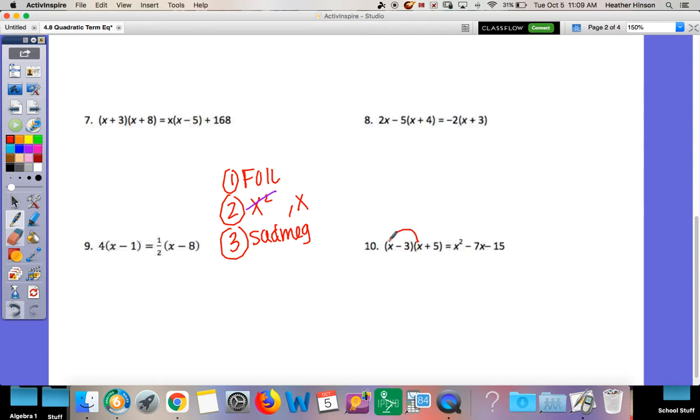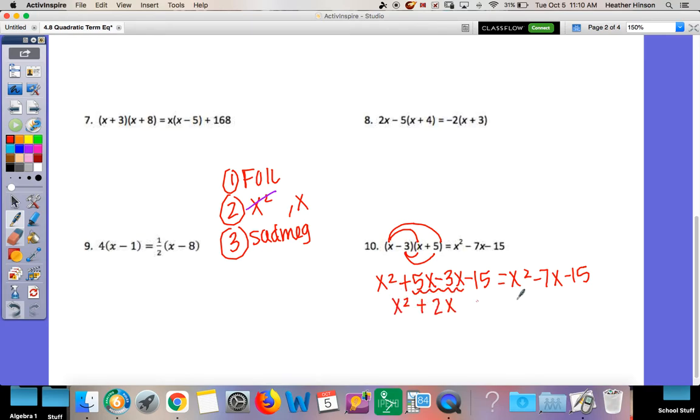So we're going to FOIL this out because we do have two parentheses to FOIL, two terms. So x times x, x times 5, negative 3 times x, and negative 3 times 5. Finish up my FOILing by combining like terms. So that'll give me a positive 2x. And that's all my FOIL. Then I'm going to move to step 2. My x squared should cancel. So if I subtract that x squared out over to the other side, x squared minus x squared does cancel.